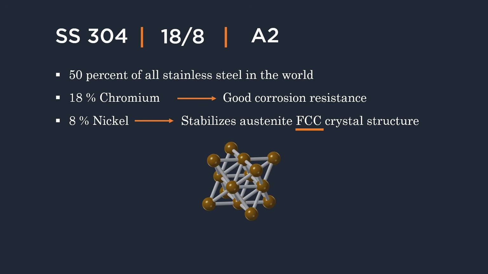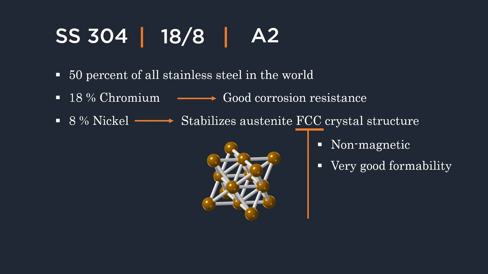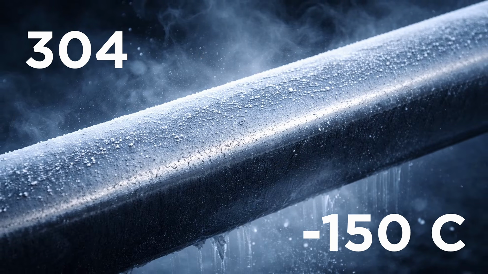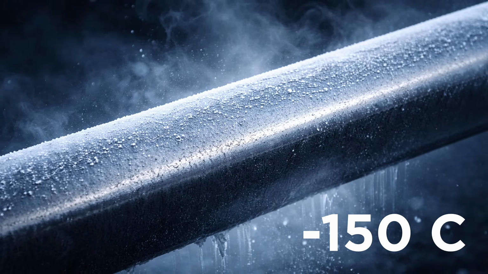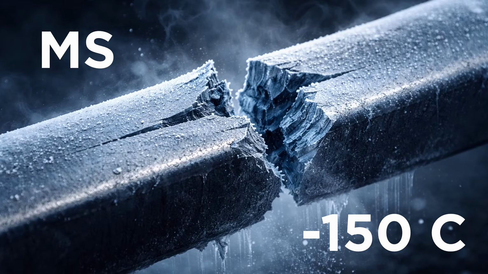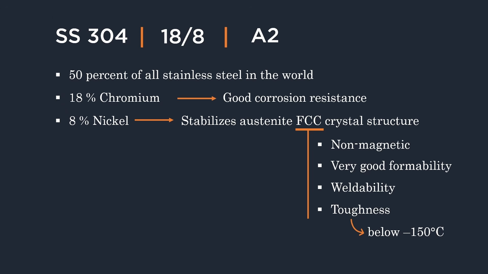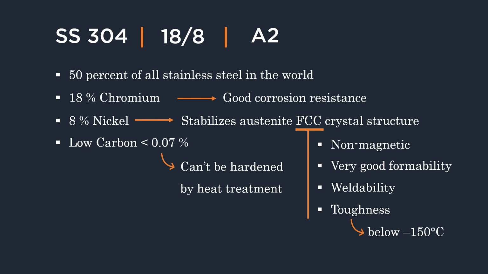And because of FCC, the steel becomes non-magnetic. It also gives very good formability, weldability and toughness, even at very low temperatures, below minus 150 degrees Celsius, while mild steel becomes dangerously brittle and prone to fracture at such low temperatures. Now, as in all austenitic stainless steels, including 304, carbon content is very low, below 0.07%. So austenitic stainless steel, including 304, cannot be hardened by heat treatment.